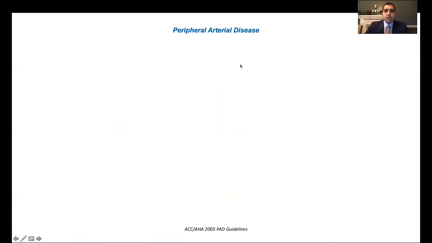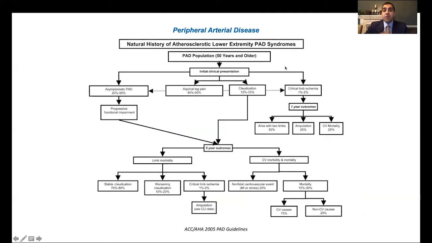One of the slides that personally has touched me throughout my career, I'm going to be sharing it with you right now, just because it really shows the effects and the negative outcomes that folks can have with peripheral arterial disease if we do not do anything about it. So initially presenting, there's different spectrums. The folks that are asymptomatic, right, that eventually, if we do nothing, progress.